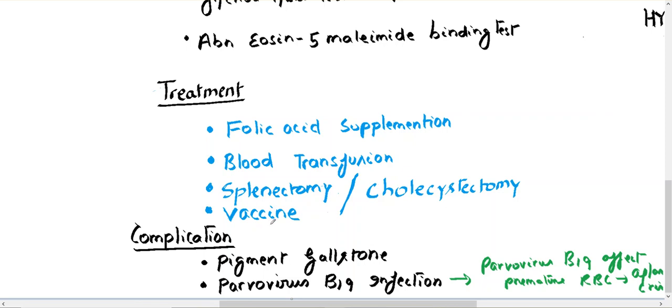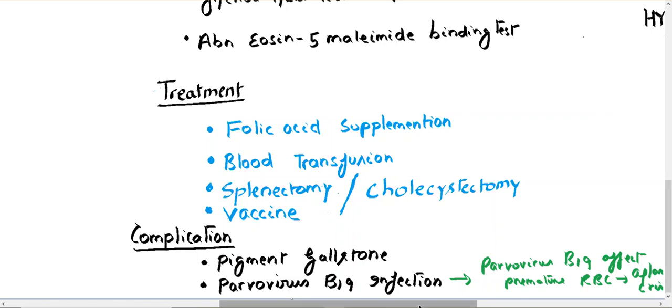And why would you go for a vaccine? Because the spleen is responsible for prevention of bacterial infections, mainly the capsulated organisms. So if you are going for a splenectomy, it is always a good idea to vaccinate the patient with the polyvalent pneumococcal vaccine. That's always a good idea in a splenectomized patient.